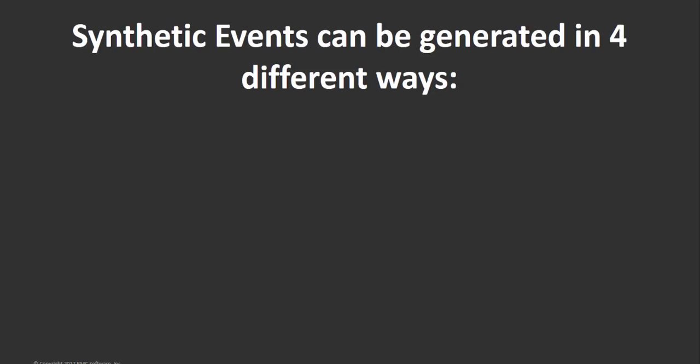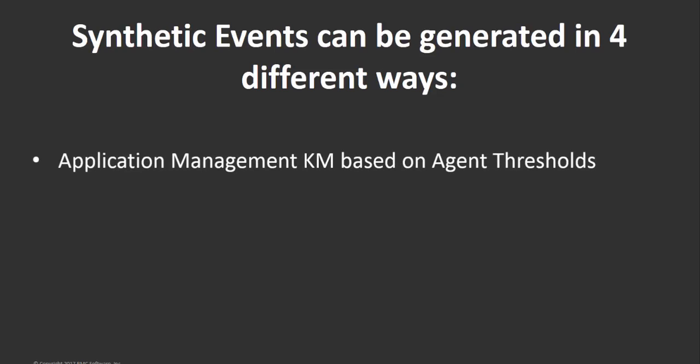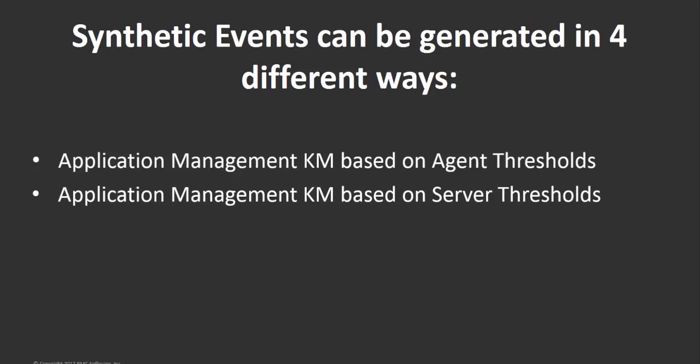Before we get started, it is important to understand that there are 4 different ways that synthetic events can be generated. The first way is when an agent threshold is violated via the Application Management KM. Another way is when a server threshold is violated via the Application Management KM. A third way is when a SLA is violated. And the last way is when a synthetic metric rule is violated.